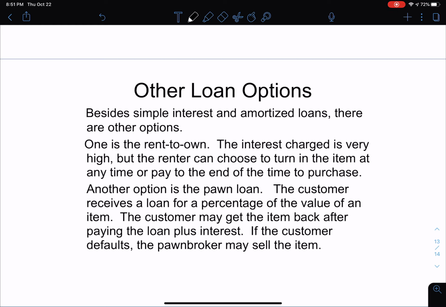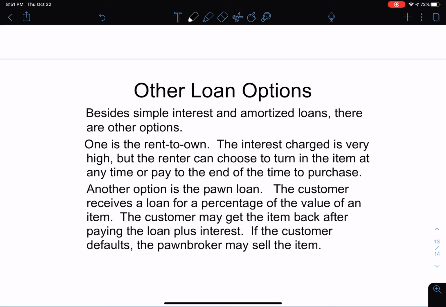But the advantages are that you can choose to turn in the item at any time or pay to the end of the time to purchase. That might be a good thing if you're in a theater program and you need props. Hey, don't want to go buy a couch. Let's just rent one to use during the play and then return it when we're done. I could see that. Some people with real estate, if they're staging a home, might do something like this where they just need to put some furniture in there temporarily. They're willing to pay that cost for a month or 2 while they're trying to sell a house.